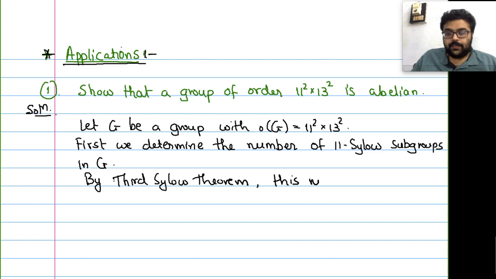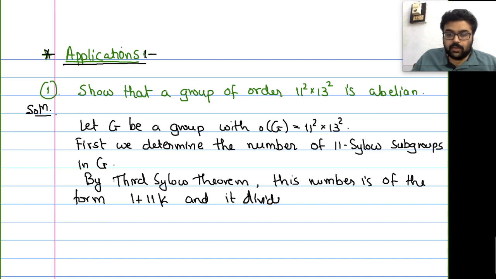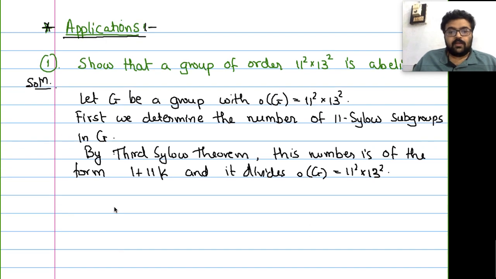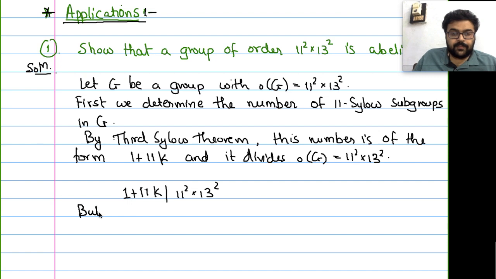So by the third Sylow theorem, this number is of the form 1 plus 11k, and it divides the order of G, that is 11 square into 13 square. So what we know is 1 plus 11k divides 11 square into 13 square. But what is the GCD of 1 plus 11k with 11 square? This is 1.